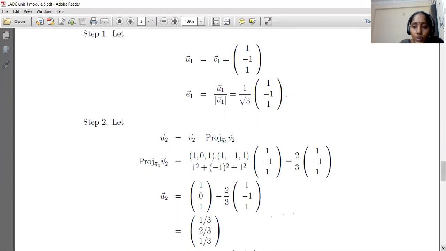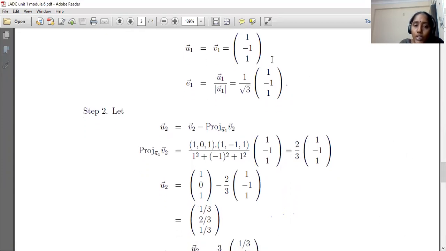After finding this, observe whether U1 and U2 are orthogonal or not. Just multiply. 1 into 1 by 3 is 1 by 3. 2 by 3 into minus 1 is minus 2 by 3. 1 into 1 by 3 is 1 by 3. Just 1 by 3 minus 2 by 3 plus 1 by 3, and the total becomes 0. So U1 and U2 are orthogonal. Then we go to the next step.